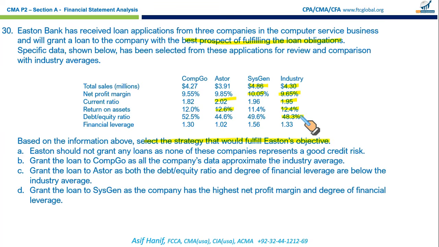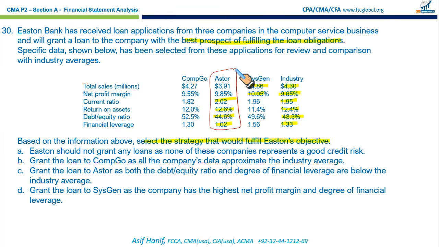Debt to equity ratio, a measure of solvency. The lower the better. So the company that has the lowest debt to equity ratio is Astor. And financial leverage, lowest for Astor. So what we see is that this company is the most suitable applicant amongst all.